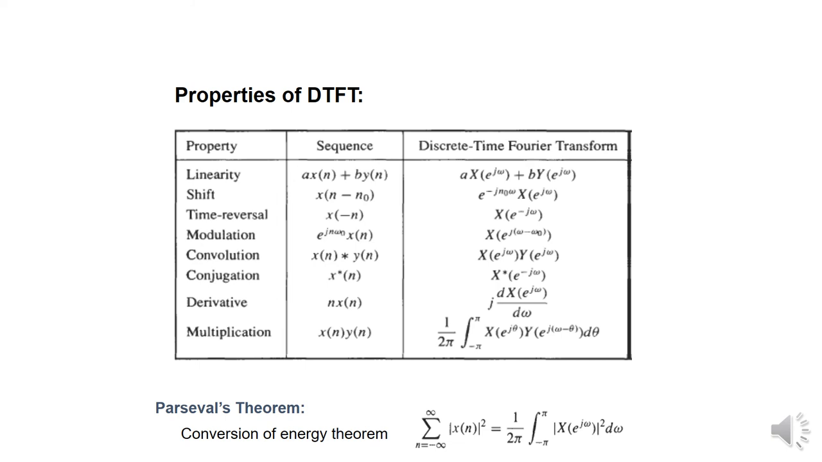Then multiplication, x[n] multiplied by y[n], right? That will be represented in the DTFT domain as 1 over 2π, integral from minus π to plus π of X(e^jθ) Y(e^j(ω minus θ)) dθ, right? There is another theorem called Parseval's theorem, the conservation of energy theorem, right? So try to prove that one before your next lecture.